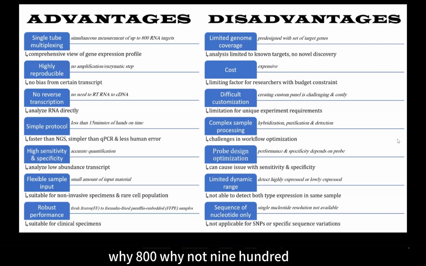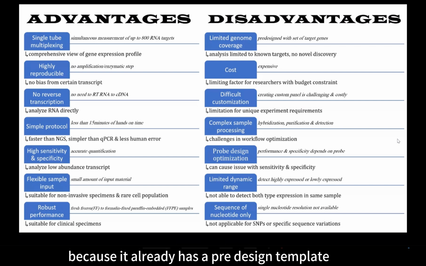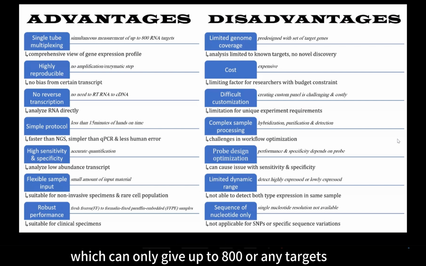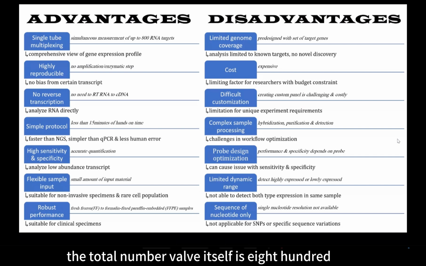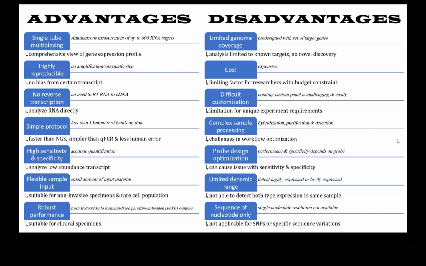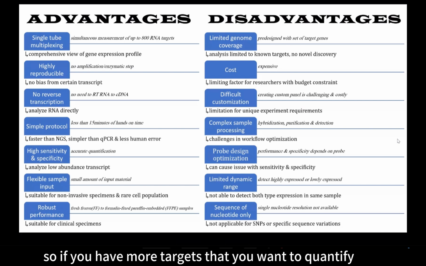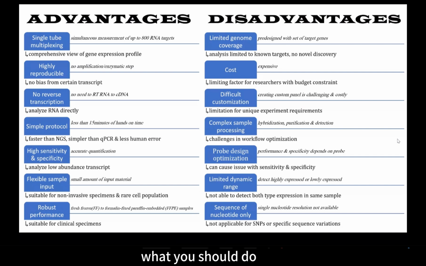Why can NanoString only quantify up to 800 genes? Why 800? Why not 900? Because it already has a pre-designed template which can only give up to 800 RNA targets. The total number of barcodes itself is 800. So if you have more targets that you want to quantify, what should you do? I will probably go to RNA sequencing.